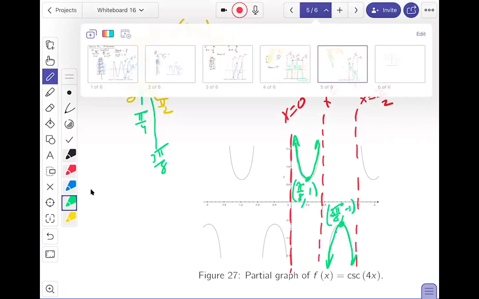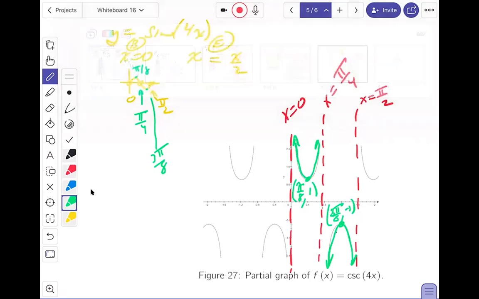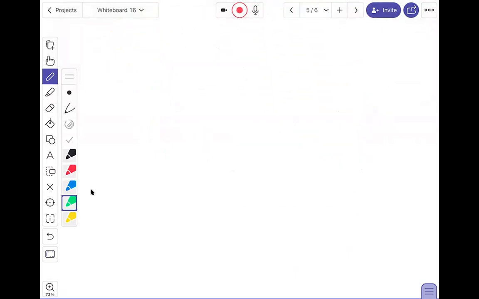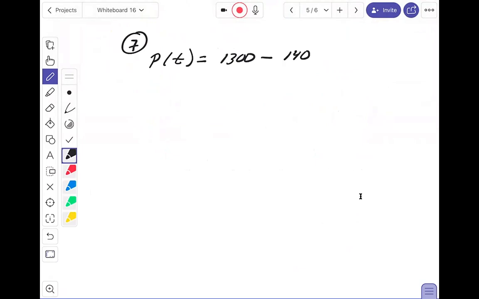Let me do number 7. I'm going to push this up. I'm going to read 7 to you. And it says, in a certain region of Australia, the population of a kangaroo is modeled by a function. I'll write the function down. Population is a function of time. By the way, it's saying it's a cyclic population. So I'm going to put 1,300 minus 140 sine of 2t.